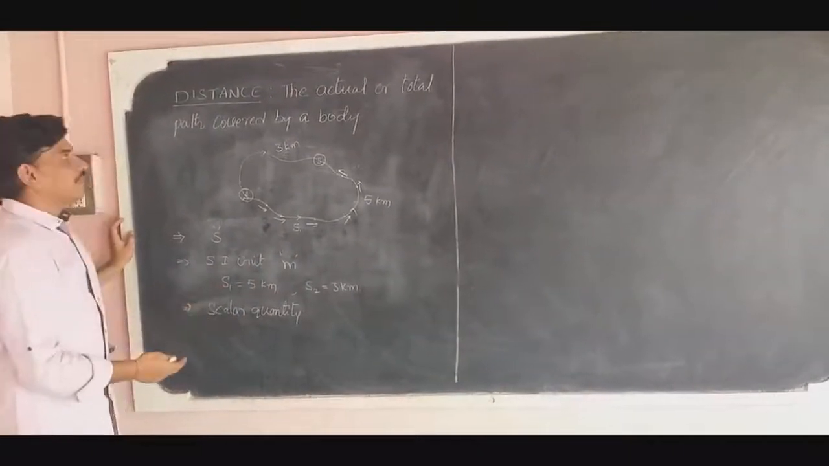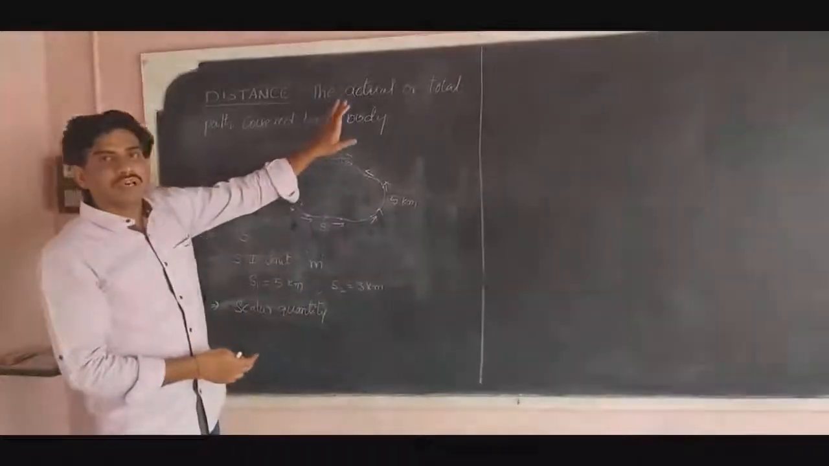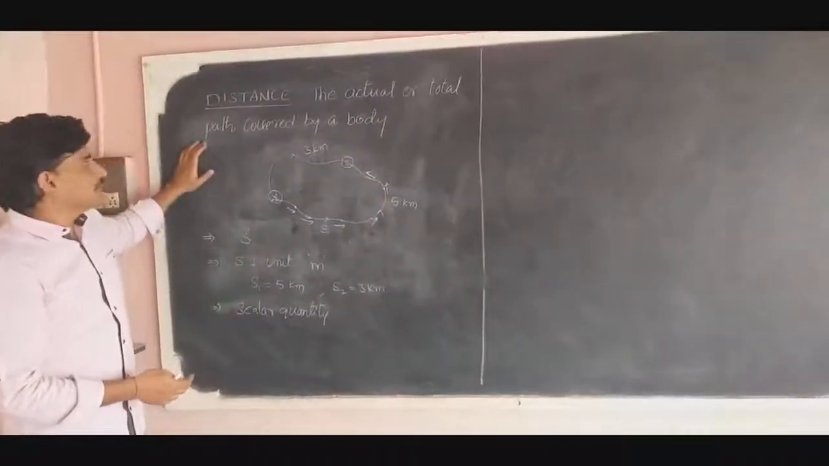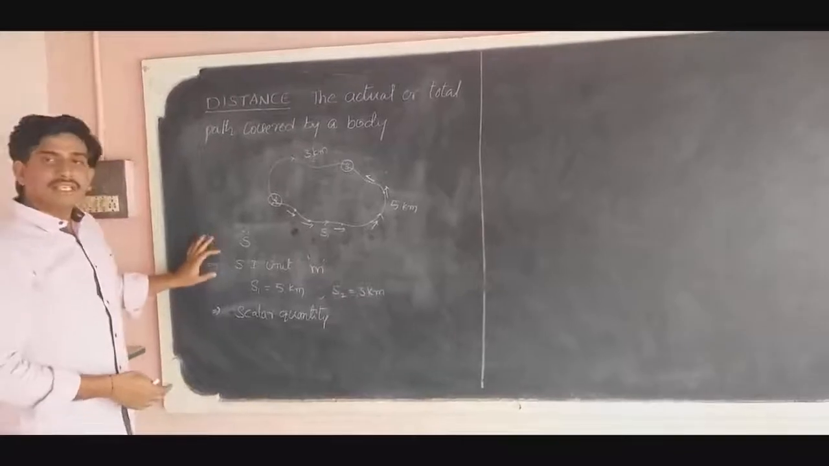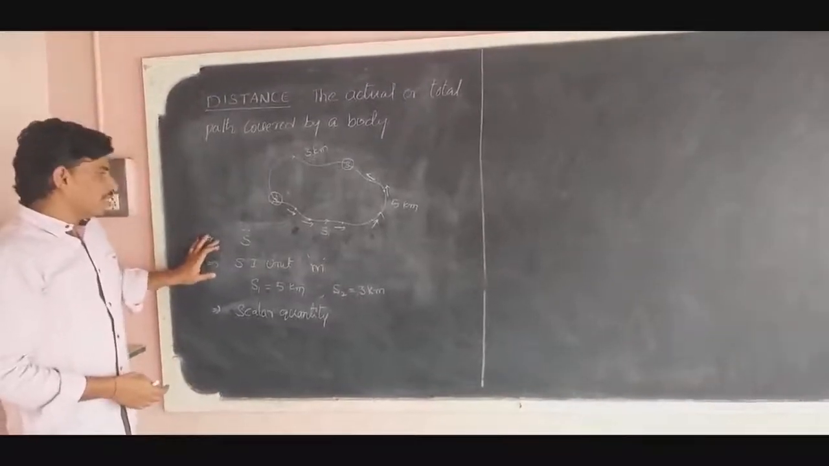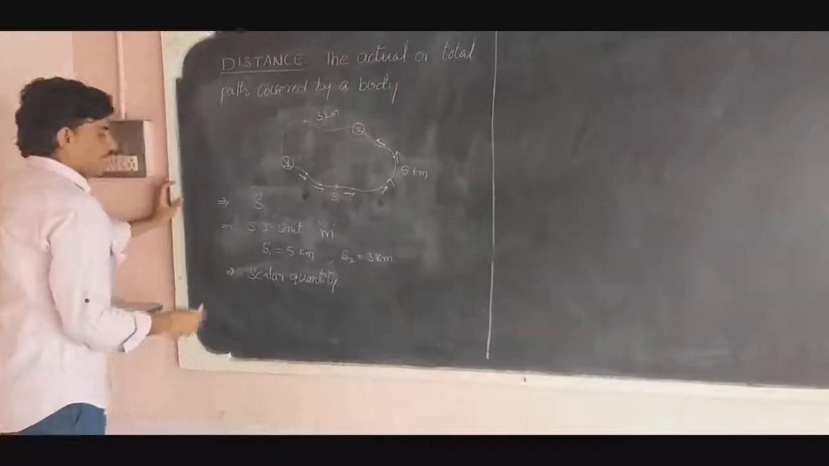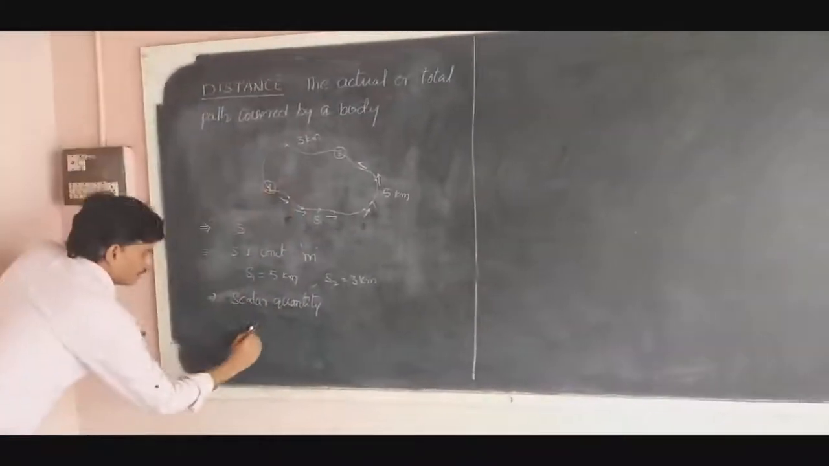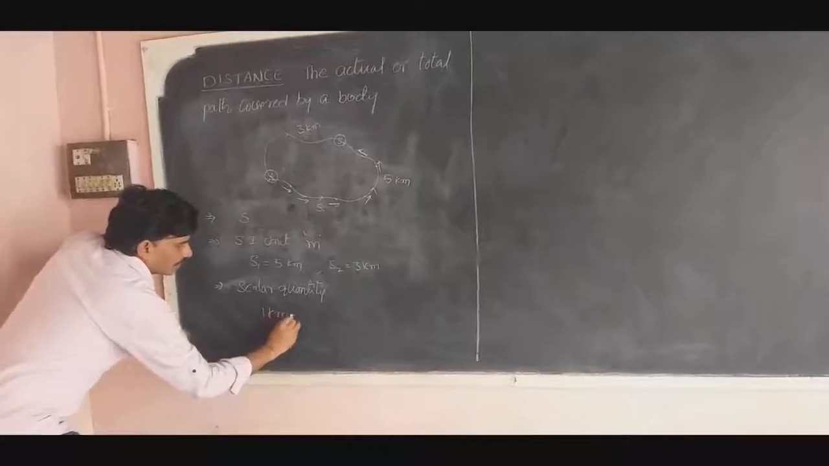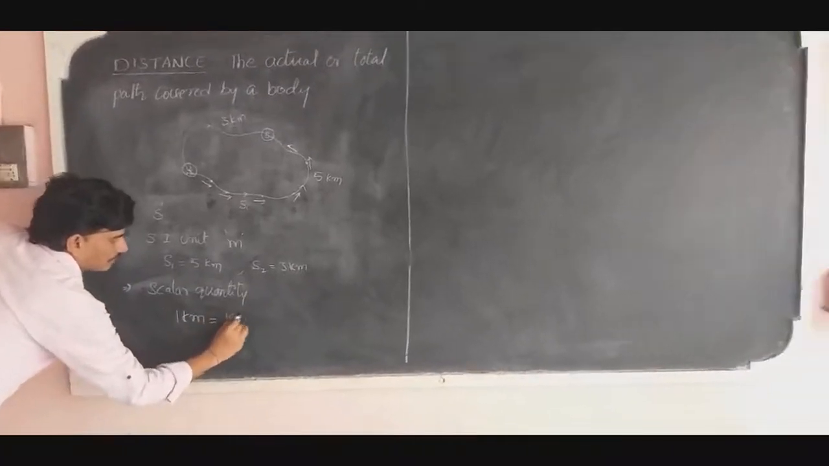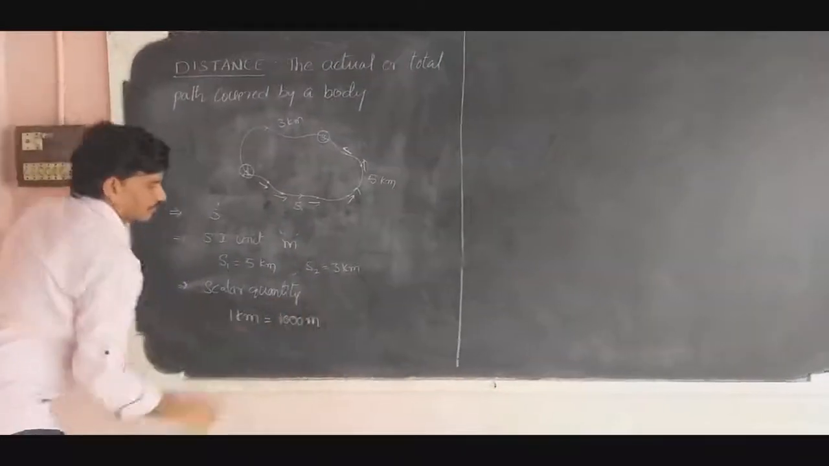So just see once more the definition: the actual or the total path covered by an object is called distance, and generally we indicate distance with the letter S, the SI unit is meter, and it is a scalar quantity. And generally we use kilometers, where 1 kilometer is equal to 1000 meters.